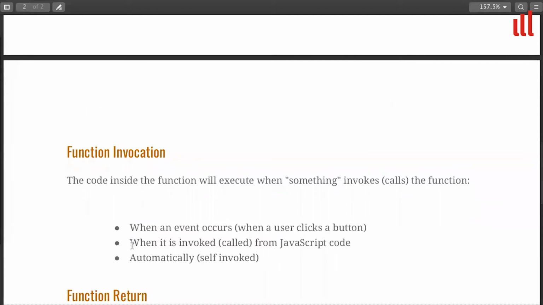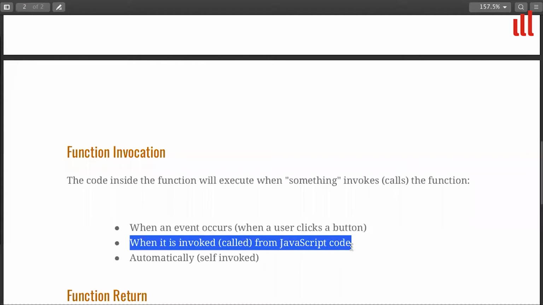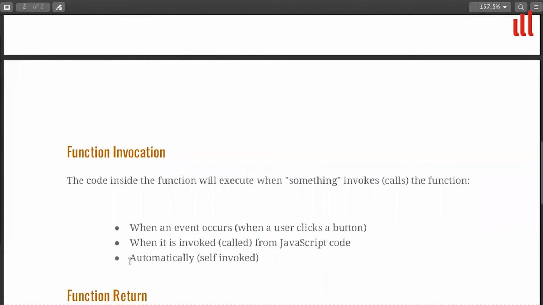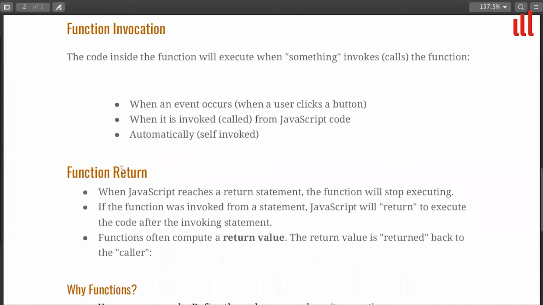Sometimes you can simply invoke a function from the JavaScript code, or sometimes the function will automatically self-invoke using some sort of timers and timeouts. So there are multiple methods to call your function. And now there's one more thing you have to understand inside the function, that will be return.